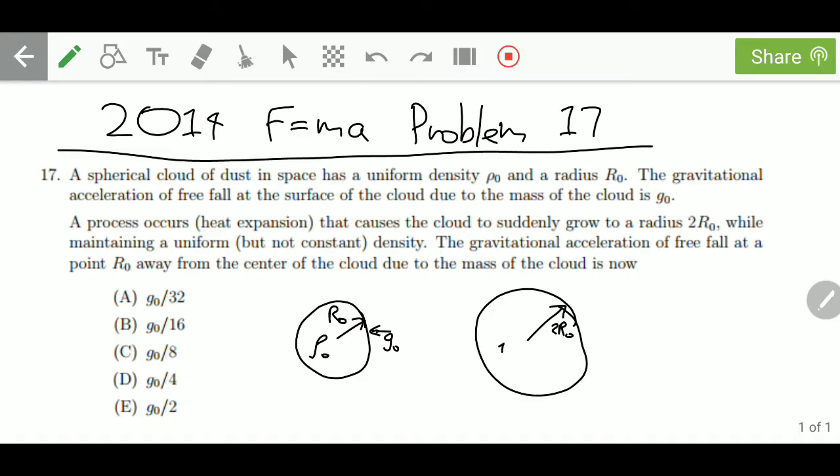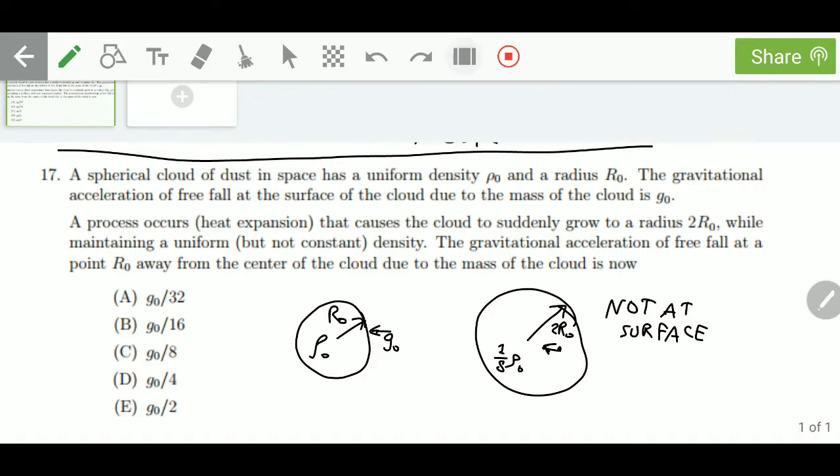Since the volume is 8 times as much, since the radius is double, the density must be 1/8 as much. And now we are asked to find the gravitational acceleration of free fall. Notice it's at a point r naught from the center, so it's not at the surface. It's at the same distance r naught. So, how will we do this?